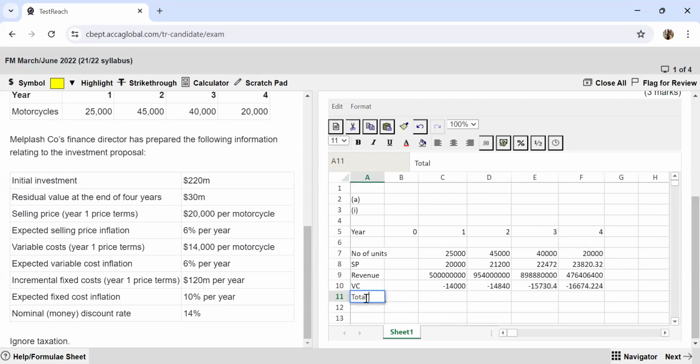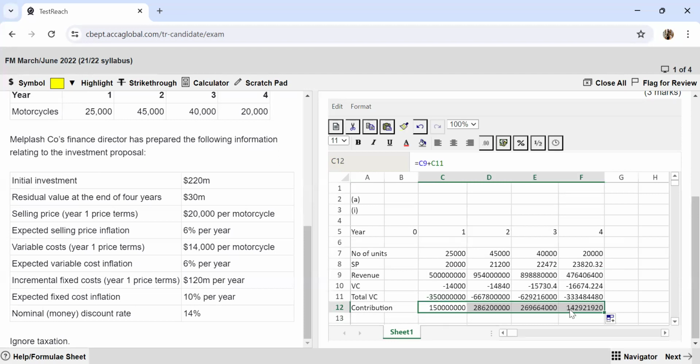You also need to find out the total variable cost. The total will be nothing but the cost per unit multiplied by the total number of units. Again, if you just drag this to the remainder, you have your total variable costs. And now the difference between your revenue and your variable cost is going to give you your contribution. So my revenue and my variable costs are something which I've added over here, and with this, I arrive at my contribution. Now the next step is going to be to subtract what is going to be my fixed cost.